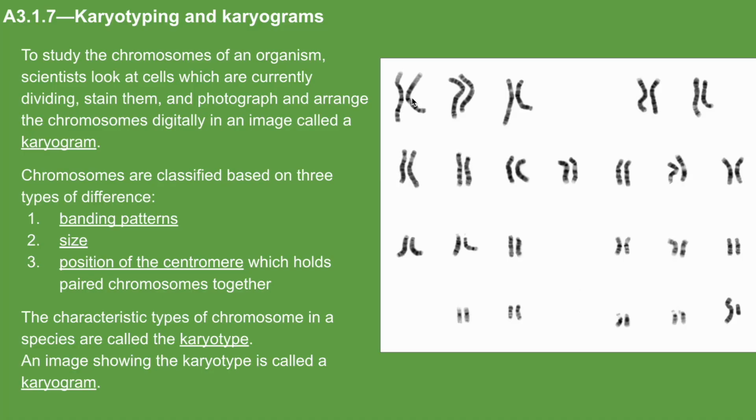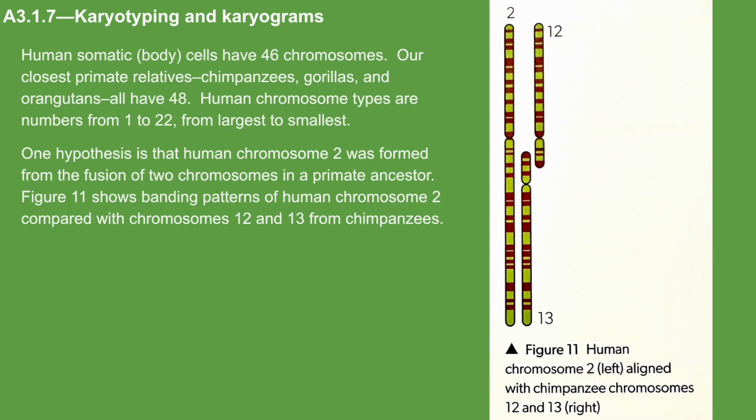The characteristic types of chromosome in a species are called its karyotype, and the image is then a karyogram. Now, this is a specific example that I'd like you to be familiar with. Here we see human chromosome 2. You can see the banding pattern, and this spot right here indicates the centromere. So this is the point that it would join with another chromosome 2 and pair up. Here we have chimpanzee chromosomes 12 and 13.